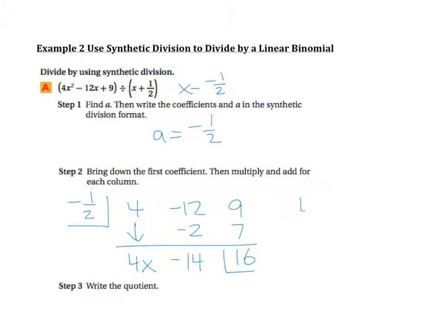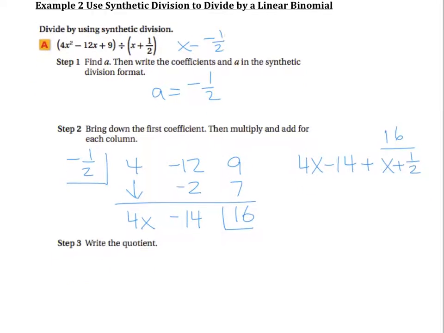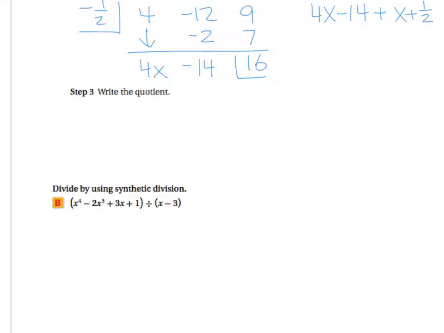And then these are one exponent less. So this would be 4x minus 14 plus 16 over, and I'm going to write this in its original form. So I'll write that down here in this space.